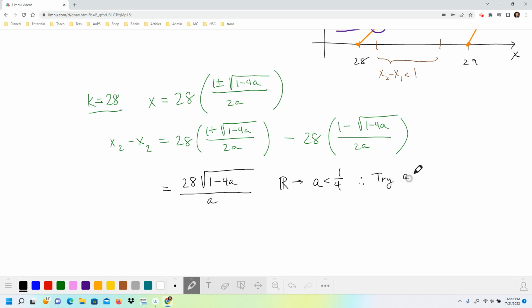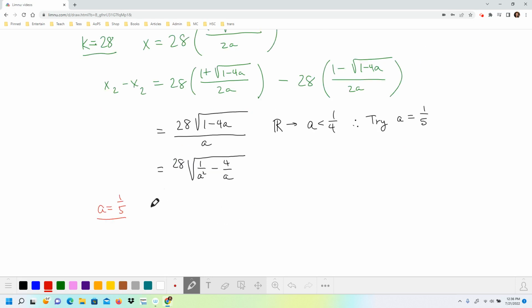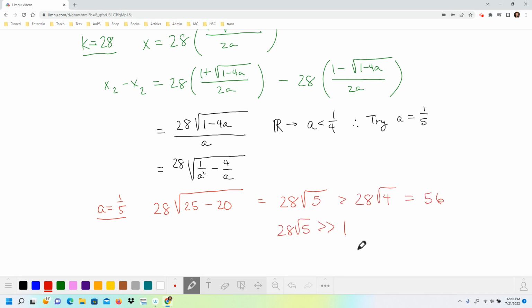So let's try a smaller number, a equals 1/5. Let's get that a in the denominator under the square root sign. Substituting a equals 1/5, we get 28 times the square root of 5, and this is much larger than 1. So we're not going to have two solutions on this interval.